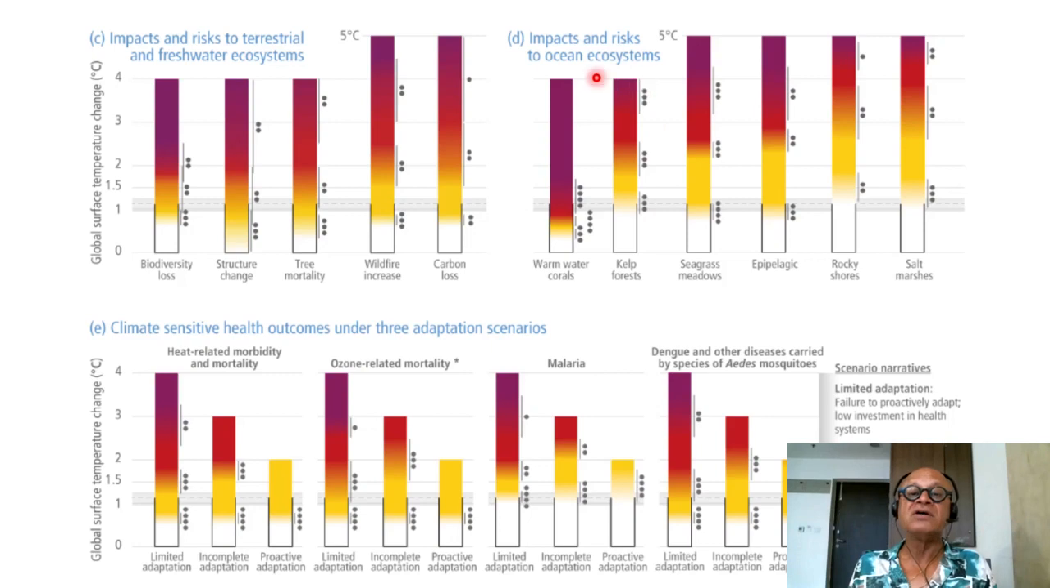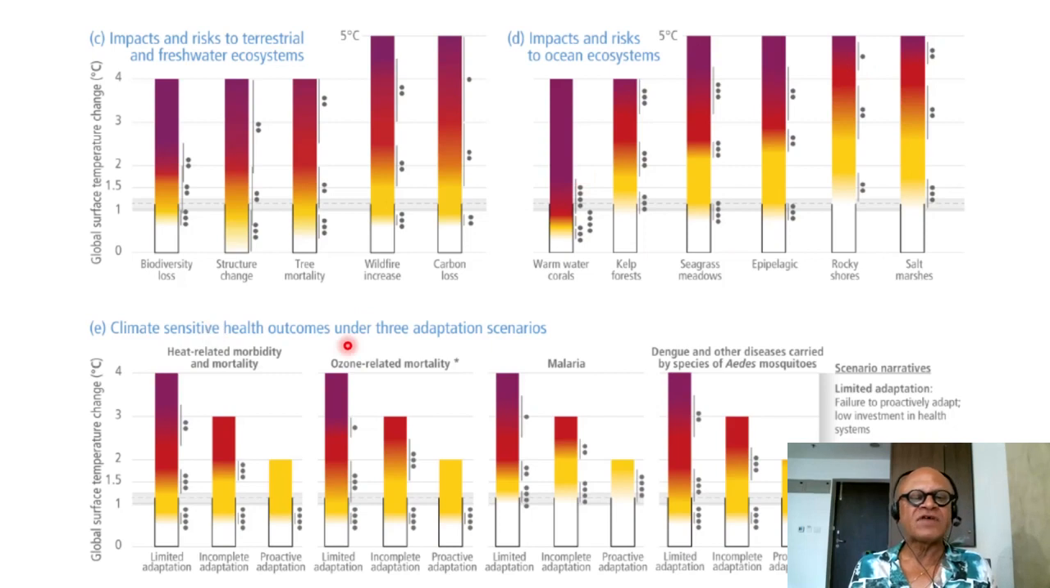Impacts and risks to ocean ecosystems include warm water corals, kelp forests, seagrass meadows, epipelagic (upper ocean, upper water) ecosystems, rocky shores, where you have unique ecosystems of shellfish, crabs, lobsters, and so on, and salt marshes, which are also good. Kelps and salt marshes are very good sinks of carbon. You can see here confidence levels tend to be lower in some of them.